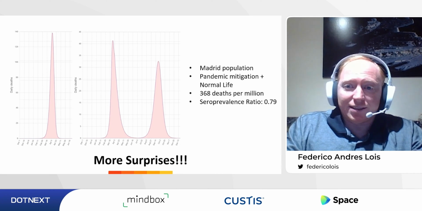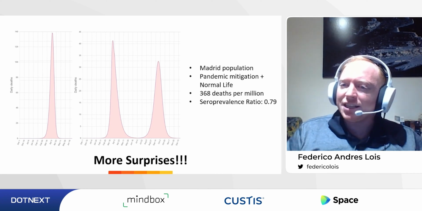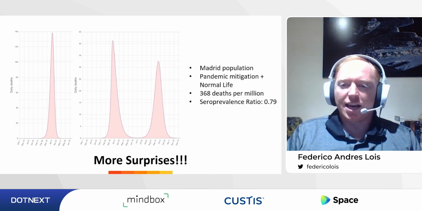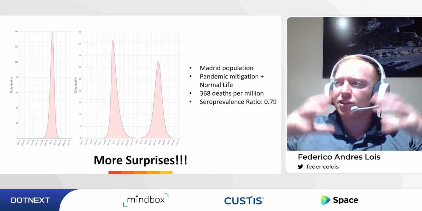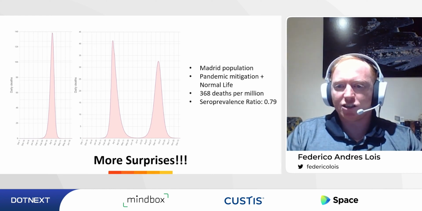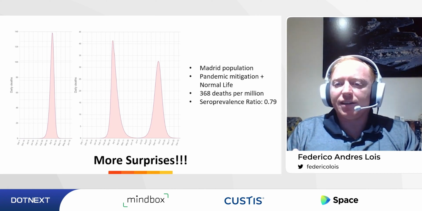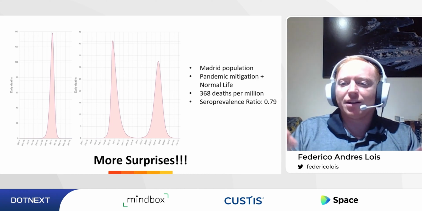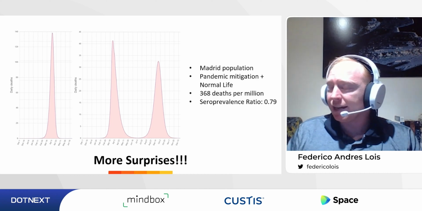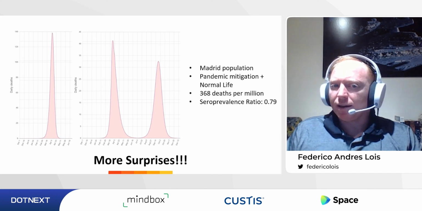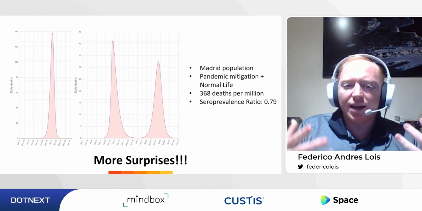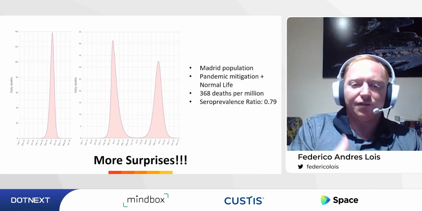But there's more surprises. Let's say that on this Madrid population, we actually apply pandemic mitigation. We applied Stockholm mitigations. We are going to be finding 368 deaths per million with a seroprevalence ratio of 0.79. But how is that even possible? We are actually getting different numbers.